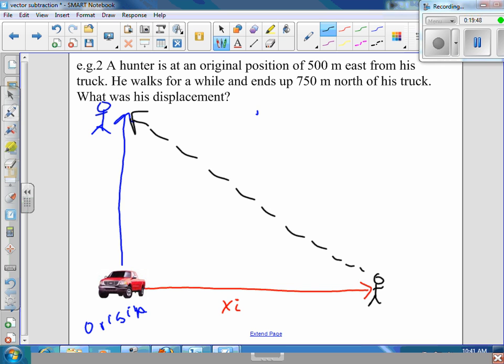This blue one is his final position. It's simply a vector showing his position relative to his truck at some point in time. Did he walk along that blue line? No, he did not. Did he walk along that black dotted line? Yes, he did. And that blue dotted line is his displacement. Right? And it's important that I sort of set that all up.